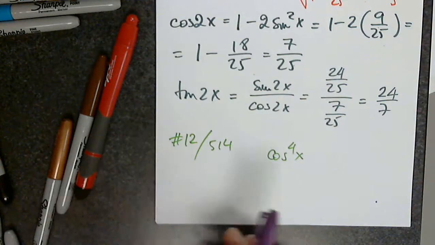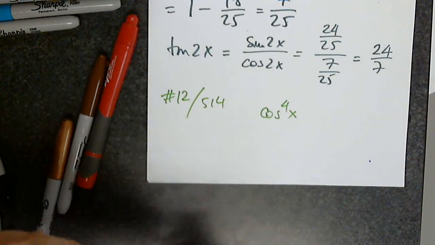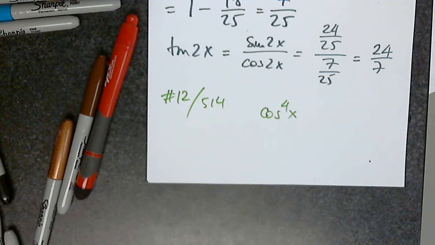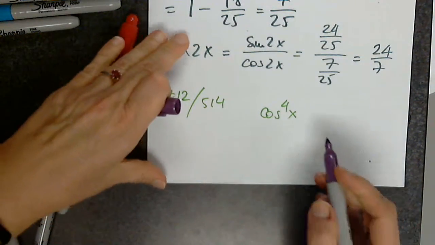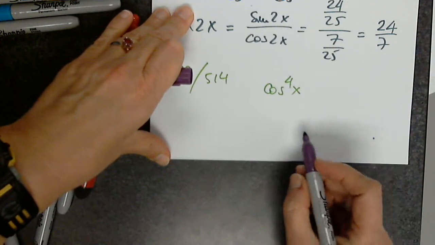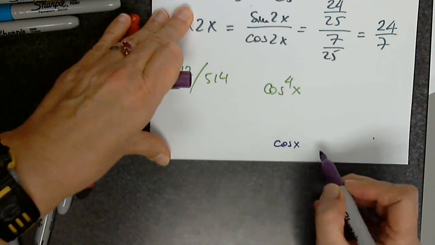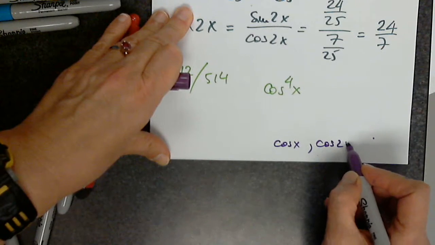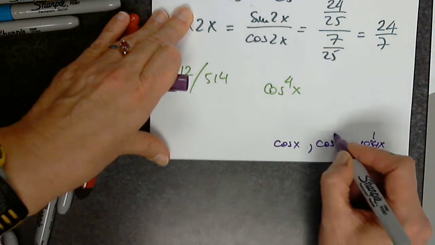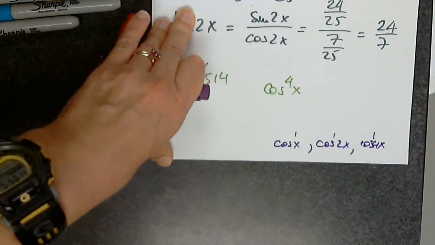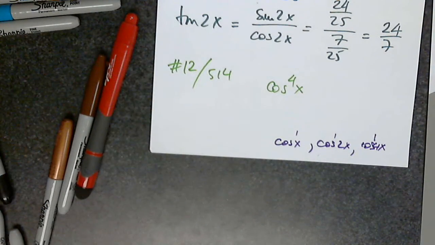Okay, it's working. Good. So by lowering powers on cosine, I see cosine has power 4. What I would like to have at the very end is cosine x, maybe cosine twice x, maybe cosine 4x, but all of them to have power 1. And you can ask, okay, what is this for?